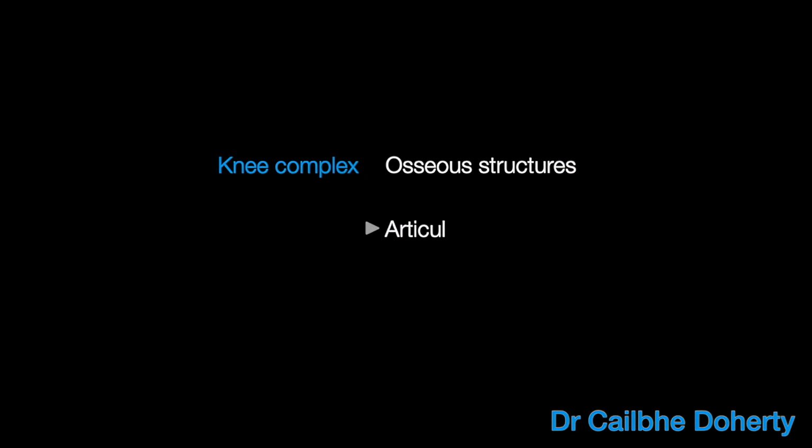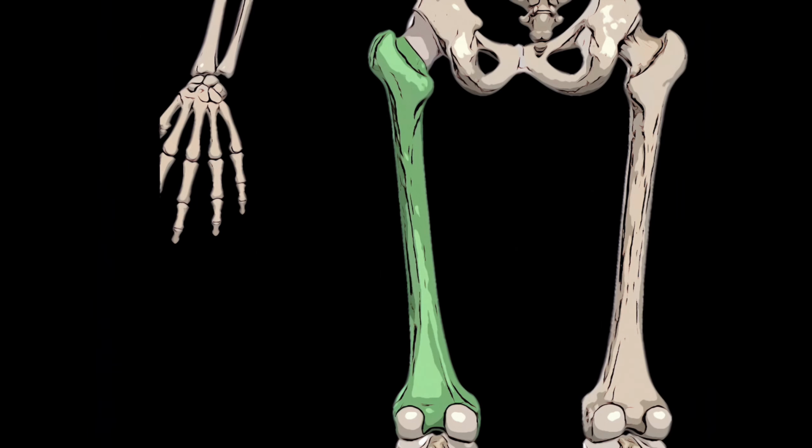In this lecture, the osseous, articular, and muscular structures of the knee complex will be discussed. The femur, or thigh bone, is very strong and is the longest bone in the body.